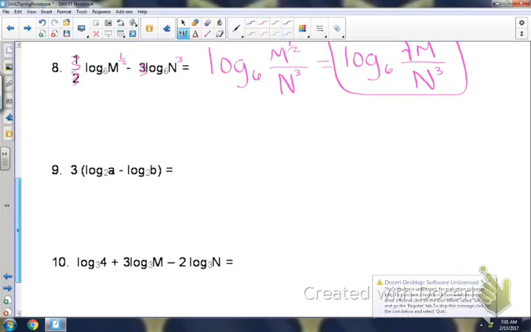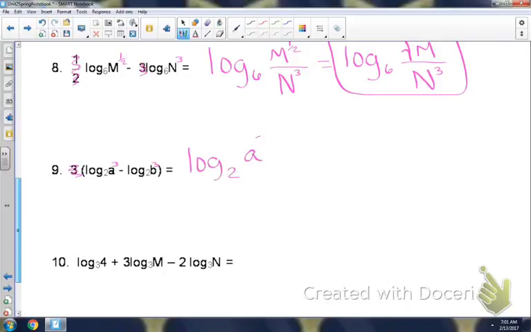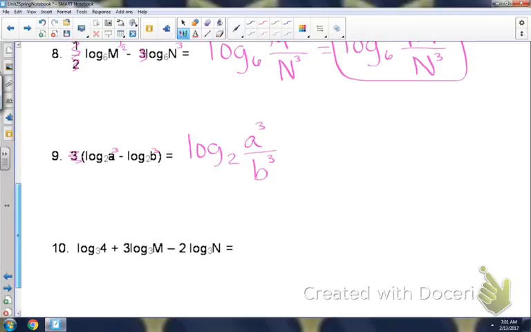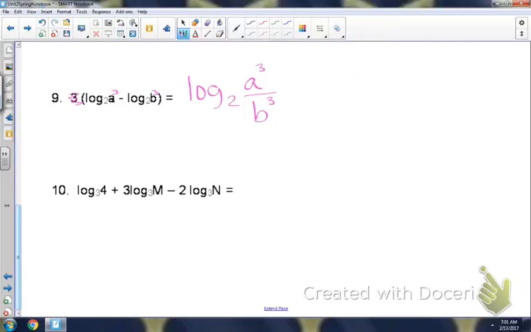Alright, so 9, notice that we have parentheses and we have a coefficient in front. So we're going to make that exponent on both of those since they're both in parentheses there. And we're subtracting. So log base 2, we're going to divide a cubed divided by b cubed. You could have also wrote it as a divided by b and then all of that was cubed. Same answer. Alright, 10. Notice we have coefficients. Go ahead and write those as exponents.